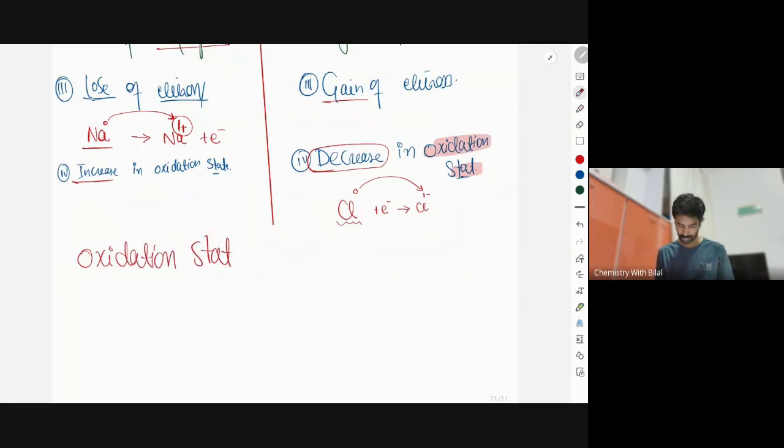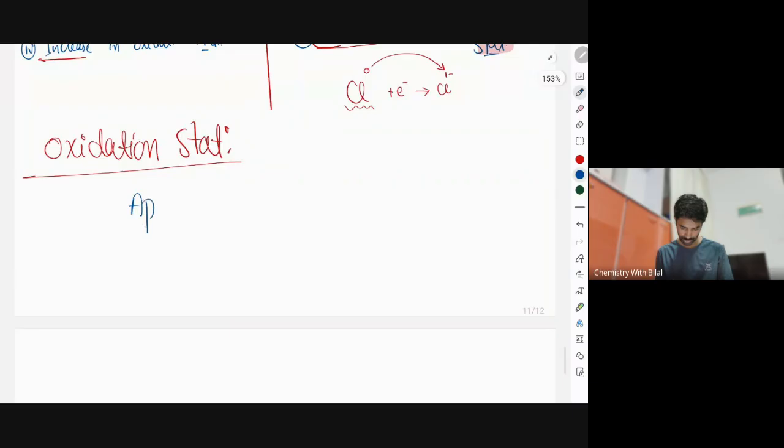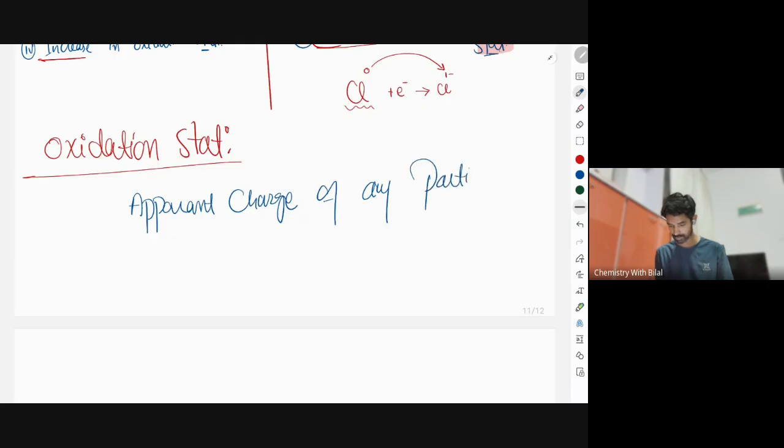So what is oxidation state? Apparent charge on a particle is its oxidation number. Apparent charge on any particle. When I say particle, it refers to atom, ion, or molecule. Right? So oxidation number is the apparent charge on an atom. आप simply ये कह सकते हैं.